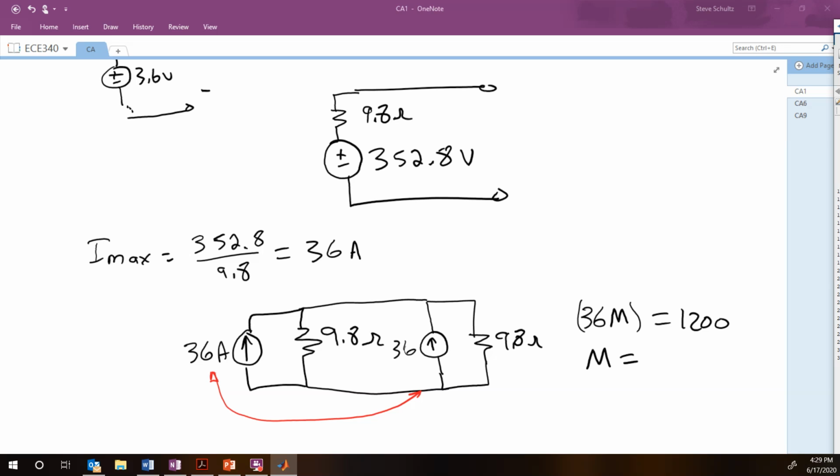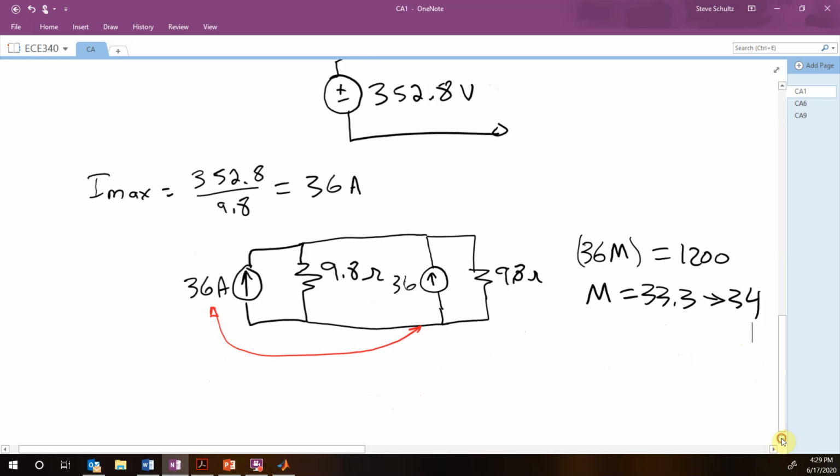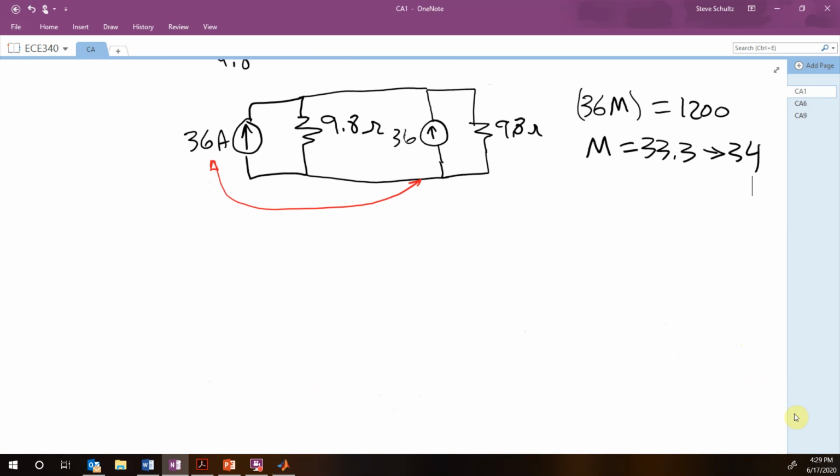So this is equal to 33.3. So I'm going to use 34. So now let's look at what this is going to look like. Now I'm going to have all of these in parallel. I'm going to add up my current. So now my current is going to be 34 times 36.